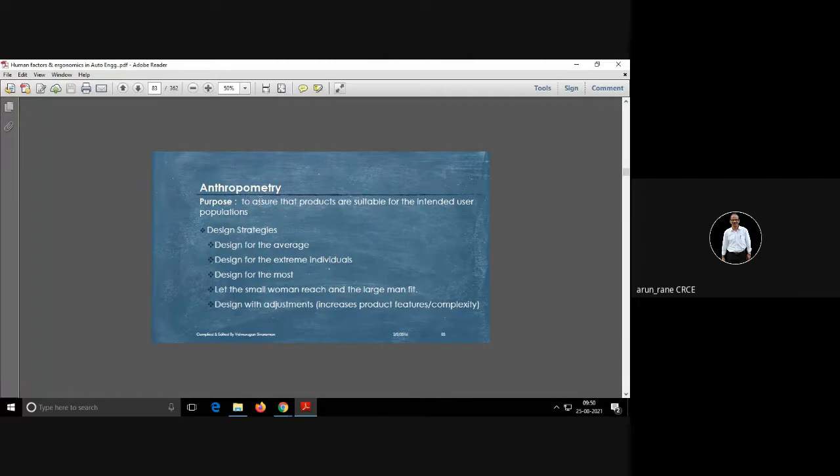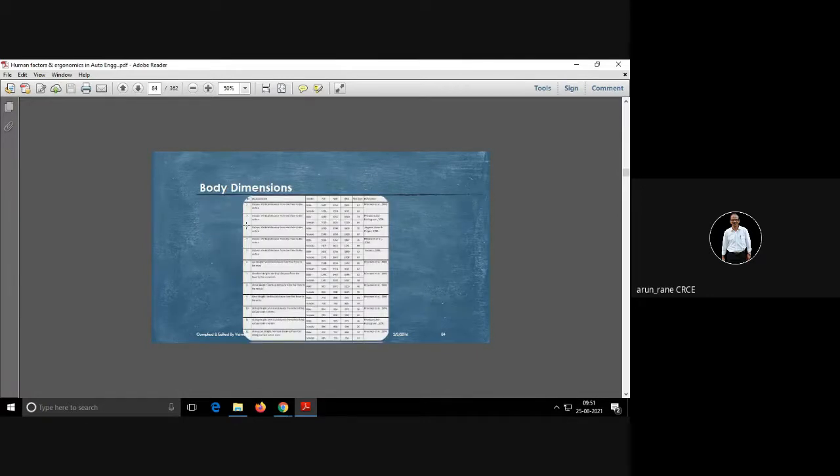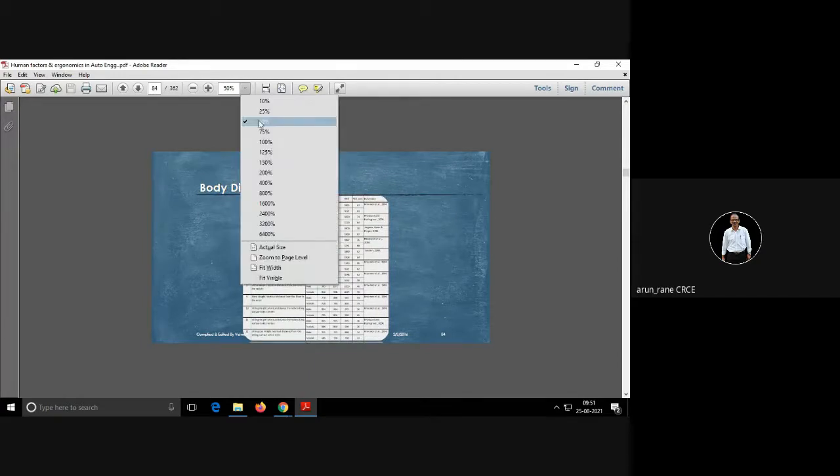So the purpose of anthropometry is to assure that products are suitable for the intended user populations. That is, whatever equipment you are going to design or make, that is your workplace or your chairs or whatever it is, that should serve the purpose and should be suitable for people to use. That is the main purpose. These are the classifications of the body dimensions.